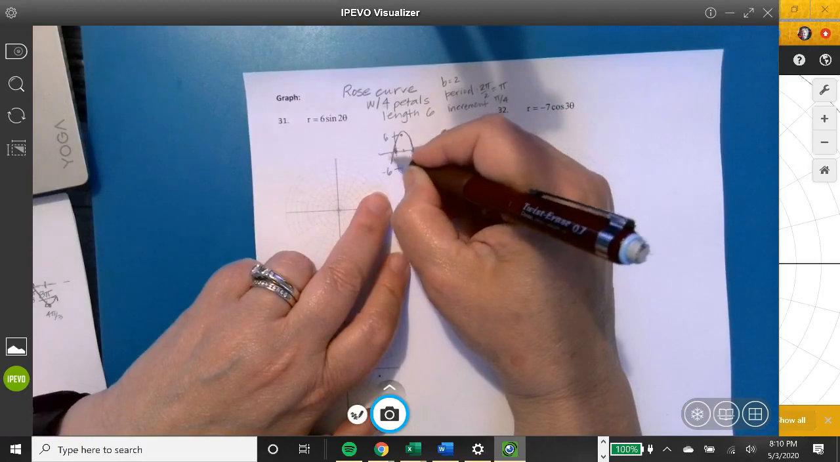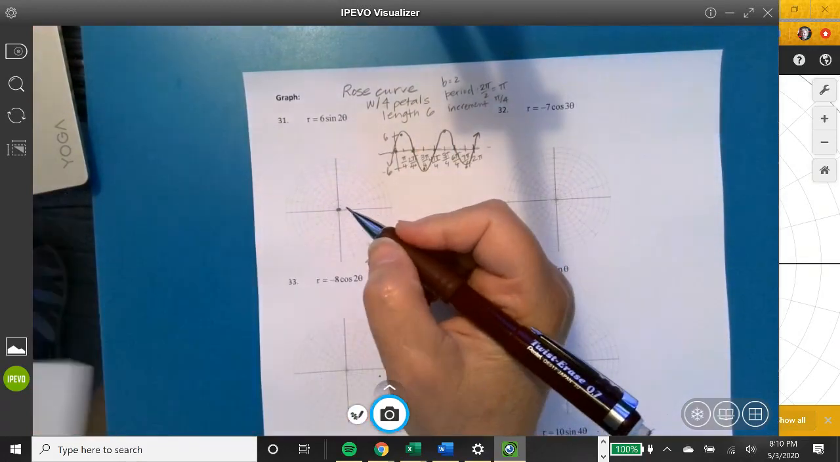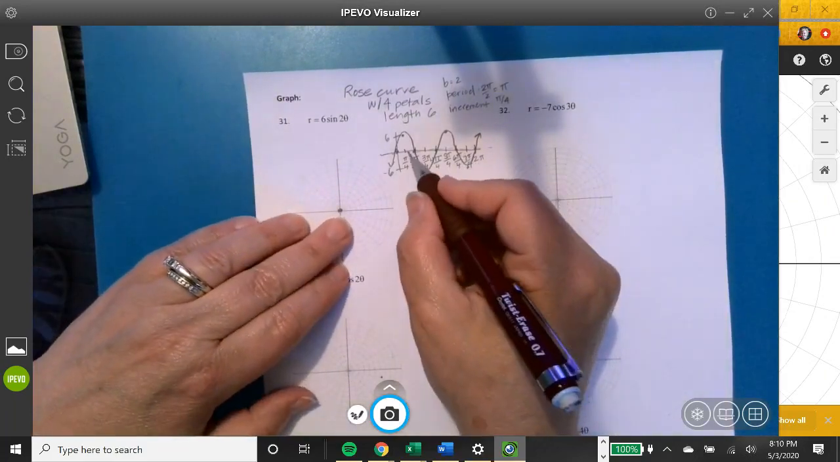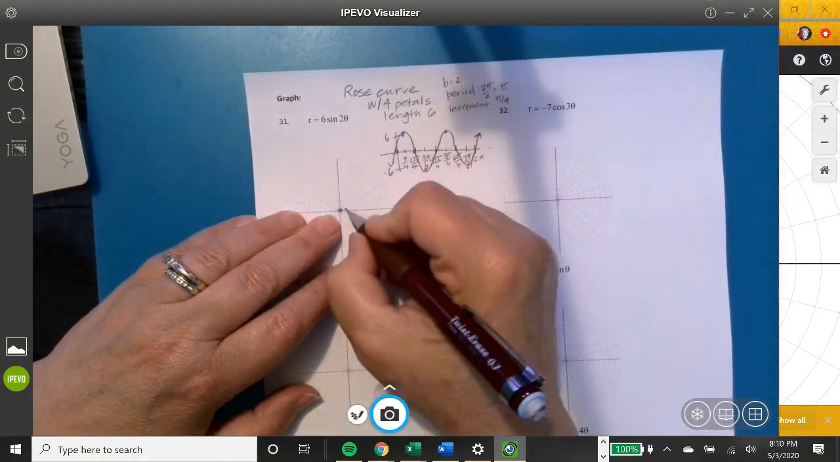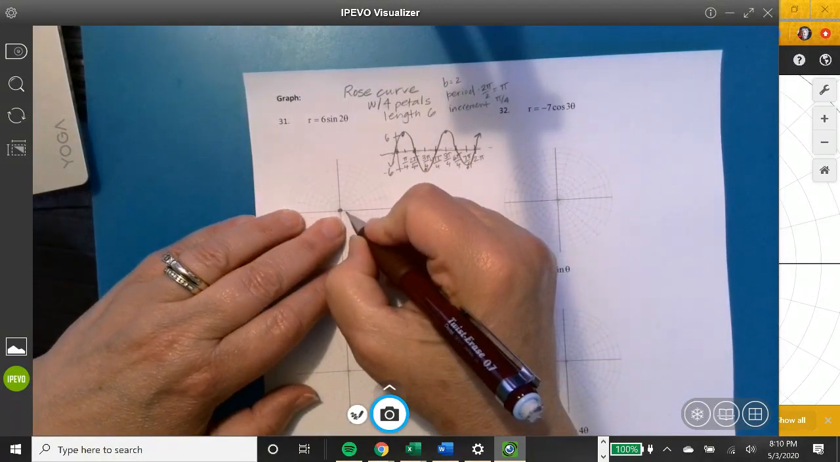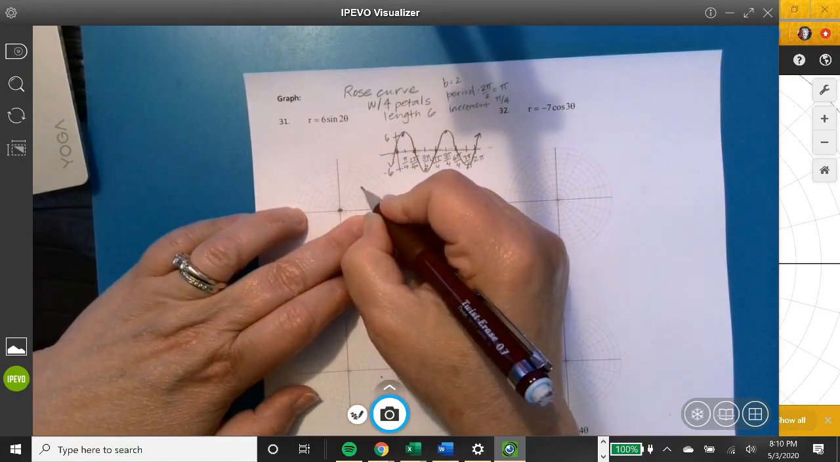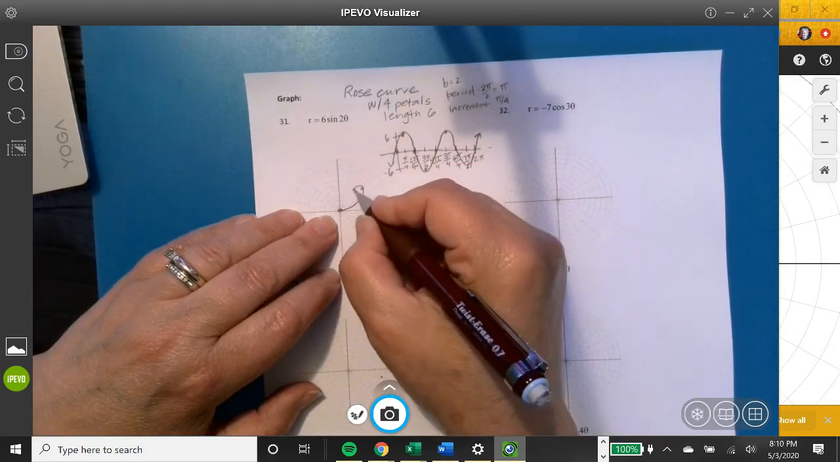Good, and where do we start? Well, Mrs. Muller, we start at the pole. You're right. We start at the pole. And then what are we going to do? Well, we're going to rotate out to our max petal length at pi over 4. So we're going to go at 6: 1, 2, 3, 4, 5, 6. Rotate to pi over 4. R is getting bigger, and then I'm going to go back to the pole. There we go, back to the pole.